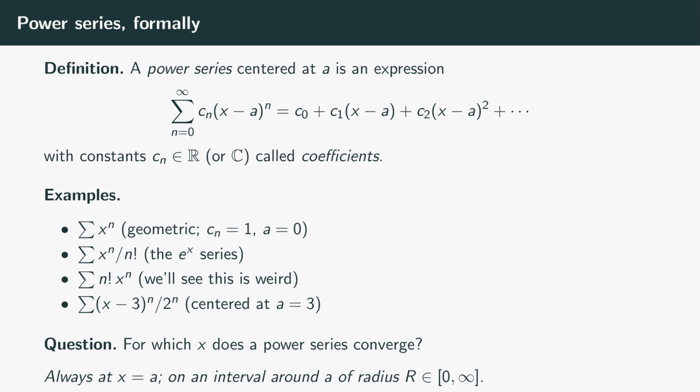A power series centered at a is a formal expression, the sum of c sub n times the quantity x minus a to the n with constants c sub n. The n equals 0 term is just c sub 0. The n equals 1 term is c sub 1 times the quantity x minus a, and so on.